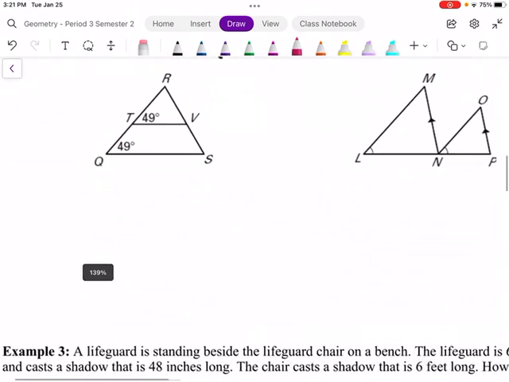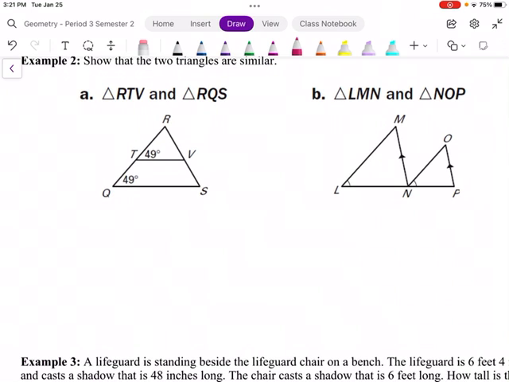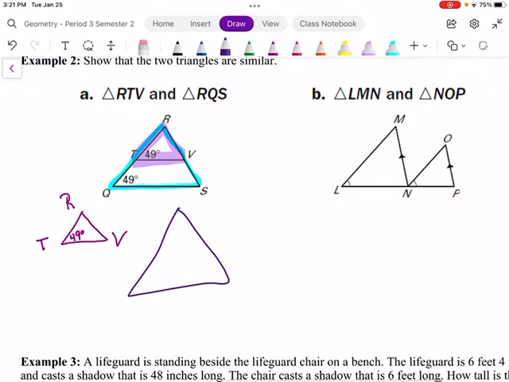And sometimes your triangles are going to be overlapping each other, like this example for 2. We have that smaller triangle and then the bigger triangle on the outside. So you could draw them separately. We would have T, R, V. We know this angle is 49 degrees. Then if we drew our bigger triangle, we would have Q, R, S. And this one's also 49 degrees.